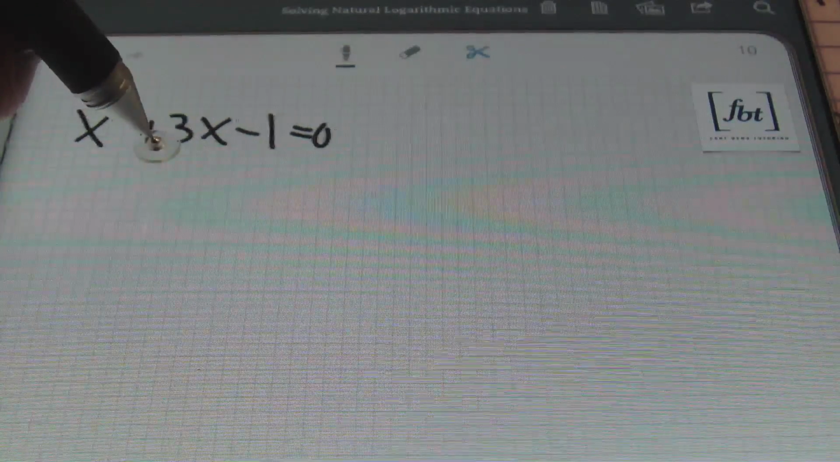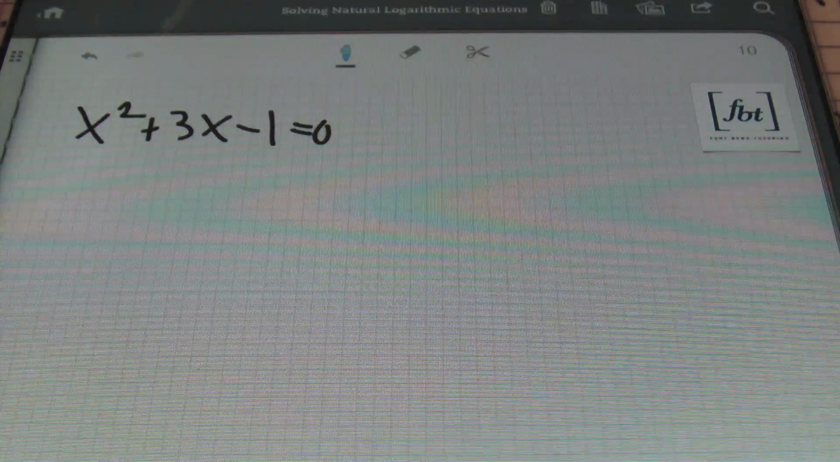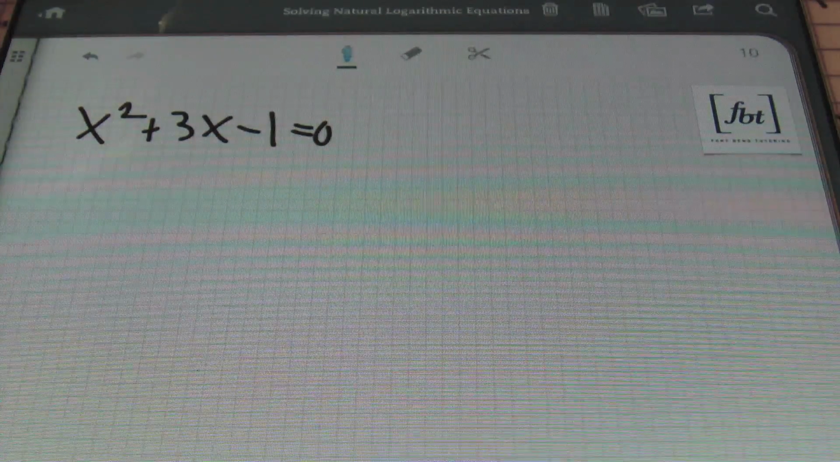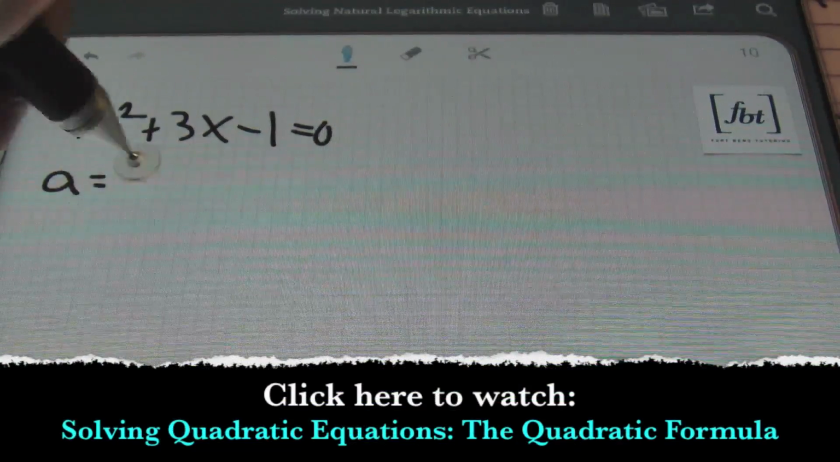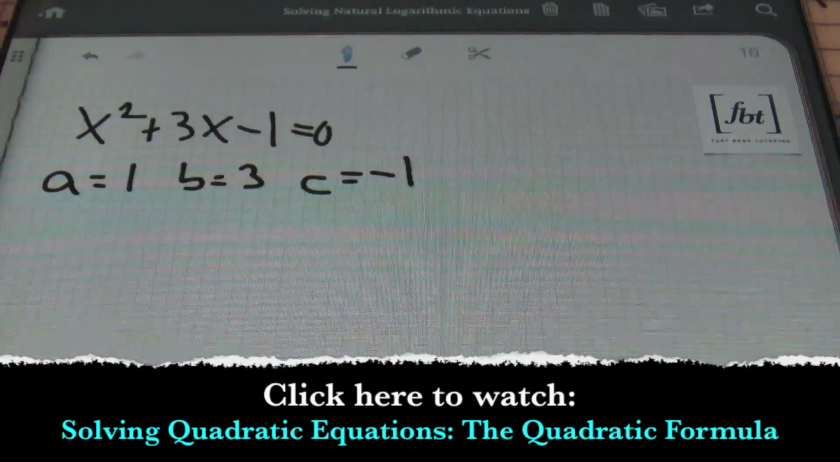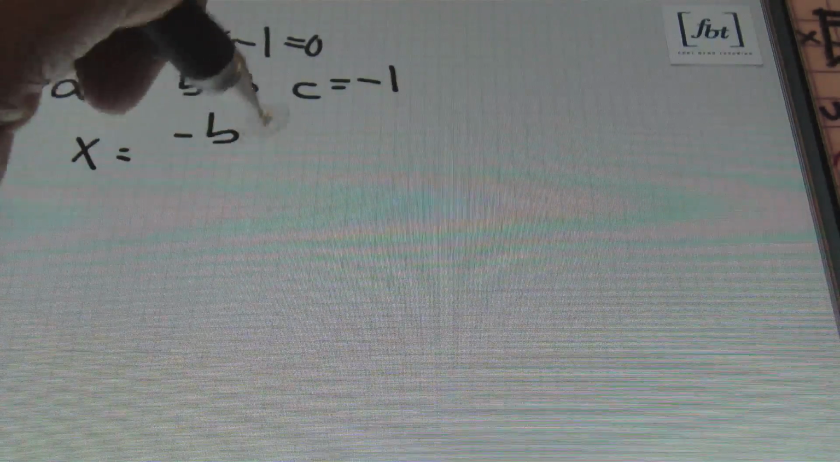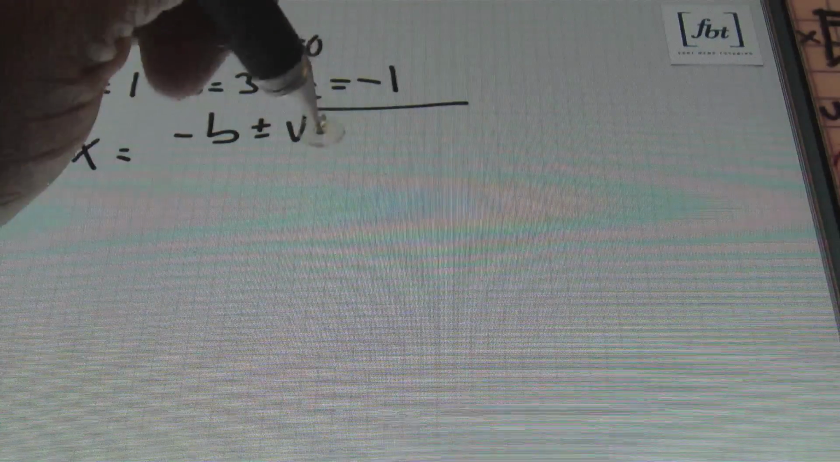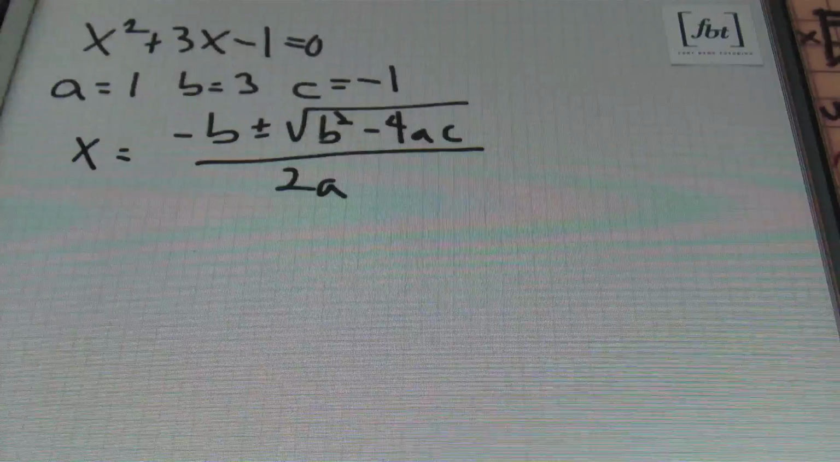Okay, so at the top of the page here, I have my quadratic equation. Well, ladies and gentlemen, this is definitely not a factorable quadratic equation. So what we will do instead is use the quadratic formula. I know that my a value is 1, my b value is 3, and my c value is negative 1. From here, we'll use the quadratic formula, which is x equals negative b plus or minus the square root of b squared minus 4ac all over 2a.